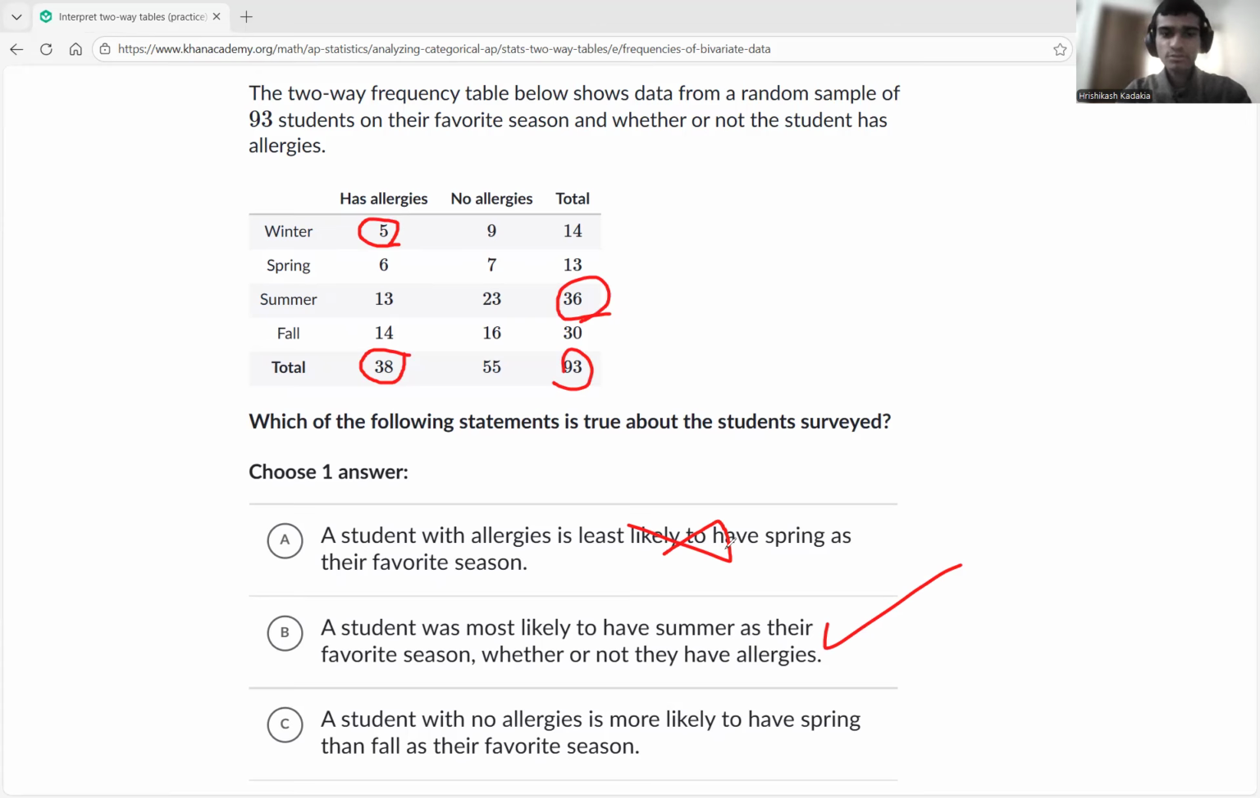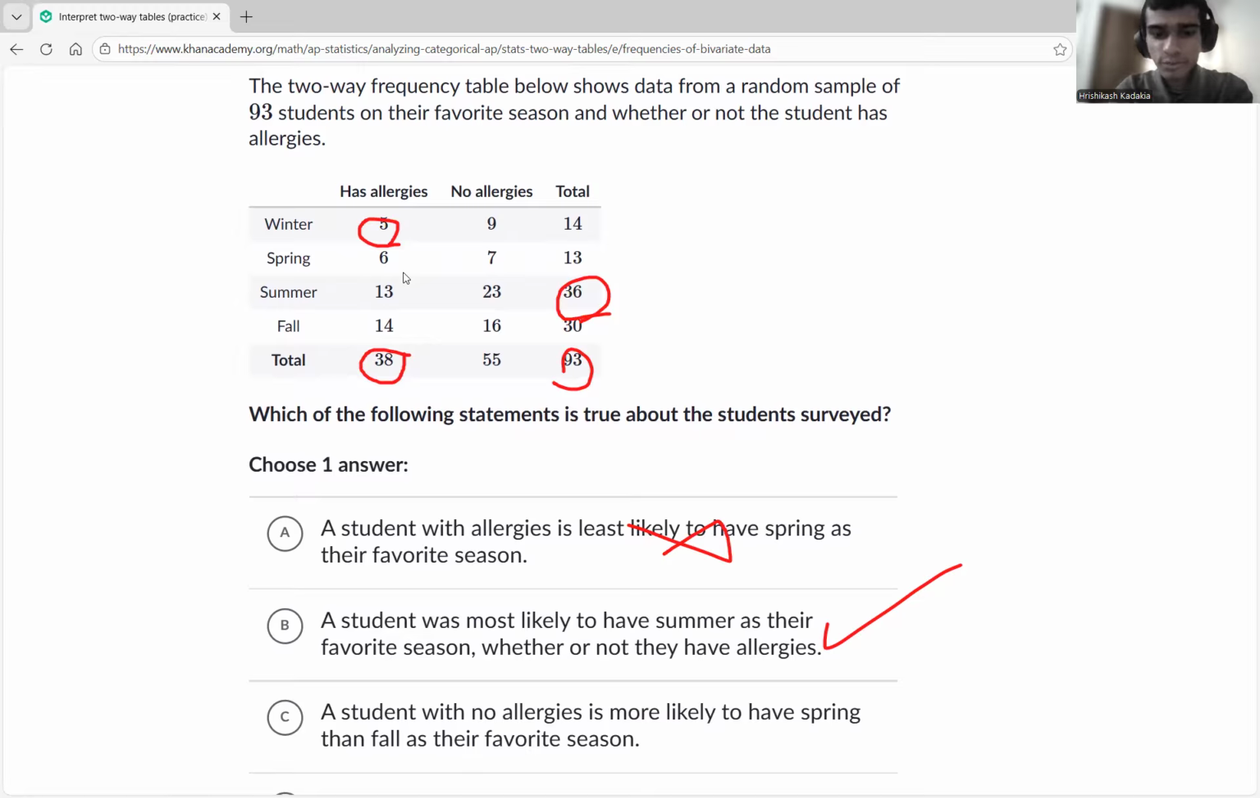Let's take a look at the other options. I think a student with no allergies is more likely to have spring than fall. So 55 is where they have no allergies. They're more likely to have spring than fall as their favorite season? Well, no, they're actually more likely to have fall as a favorite season, not spring, because 16 is actually high, it's not lower. So this one is also incorrect.